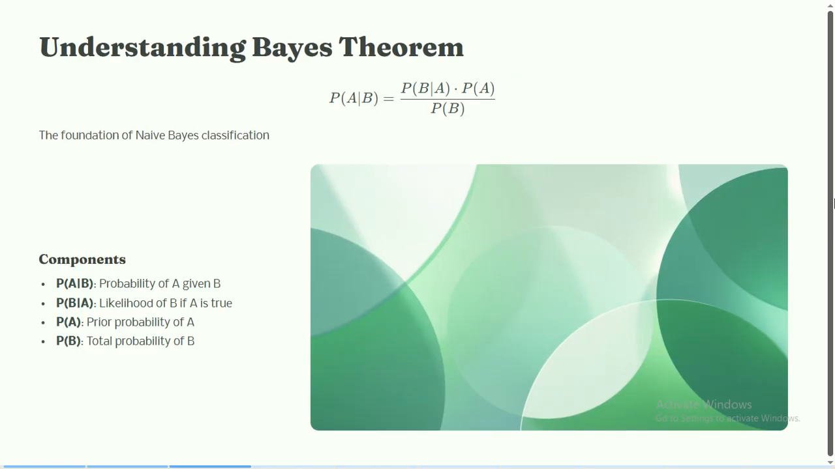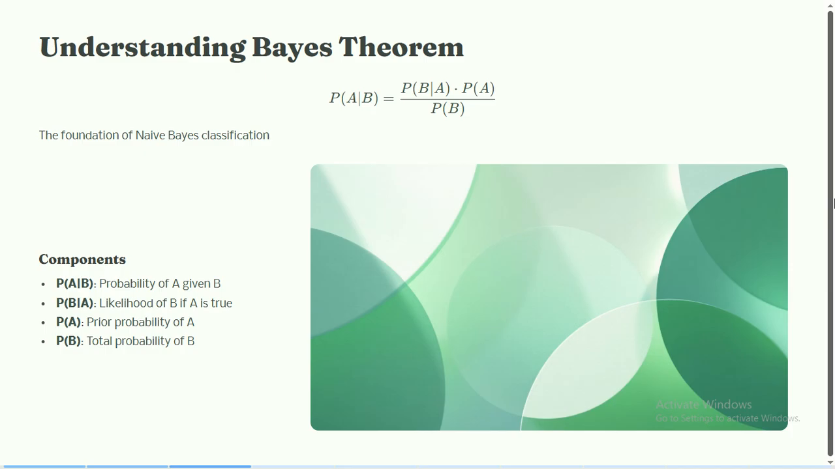Now let's understand the mathematical idea behind the algorithm. Naive Bayes is based on Bayes theorem, a fundamental rule in probability. Bayes theorem helps us calculate the probability of an event based on prior knowledge. The formula is: probability of A given B equals probability of B given A multiplied by probability of A, divided by probability of B. Although the formula might look complicated at first, the idea is actually very simple.